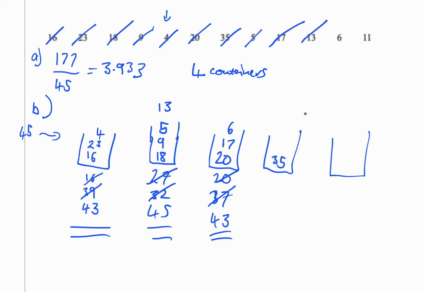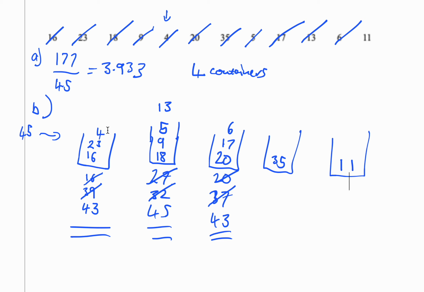And that we know is sealed. And 11, will it go into bin 4? No. Oh no, so close. 46. Maybe we can just squeeze it in. Nope, none of that stuff. So that's going to take us 5 bins. So our first bin has 16, 23 and 4.